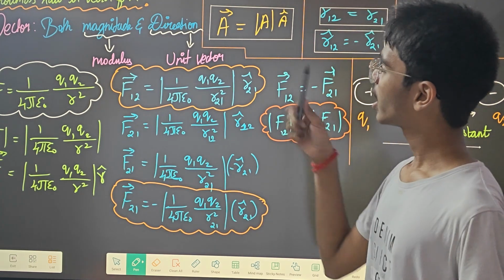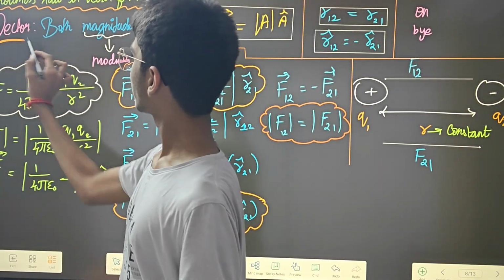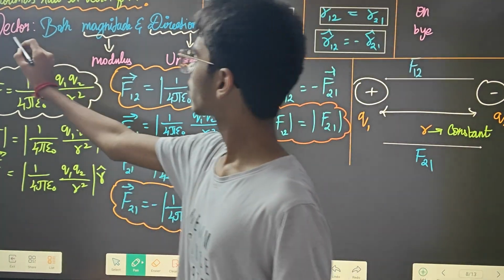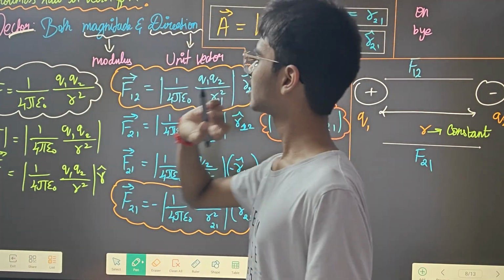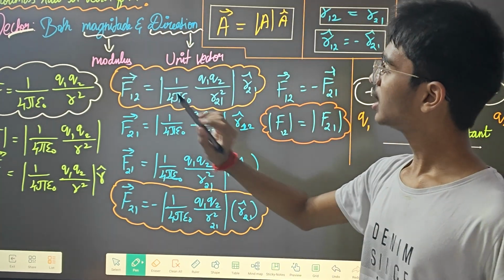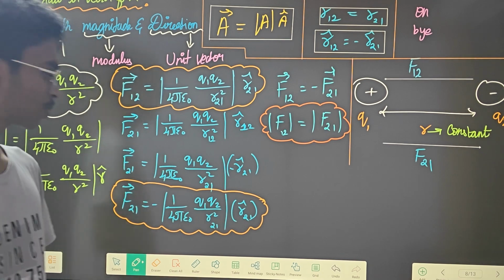So what is a vector quantity? Starting from basics I've written here. A vector quantity is a quantity which has both magnitude and direction. Magnitude will be represented by modulus.